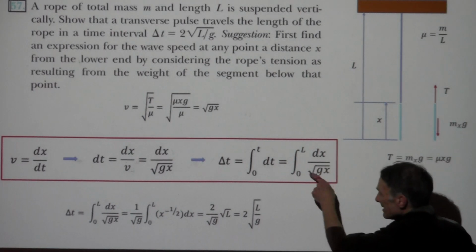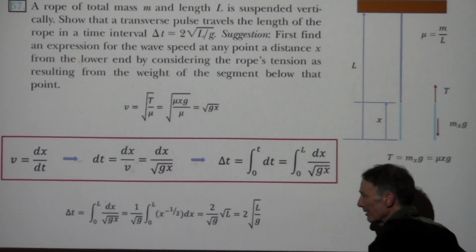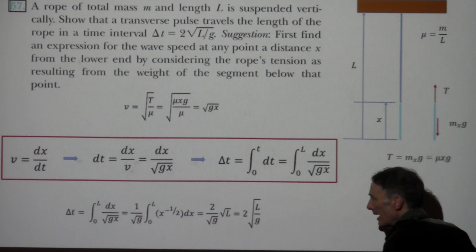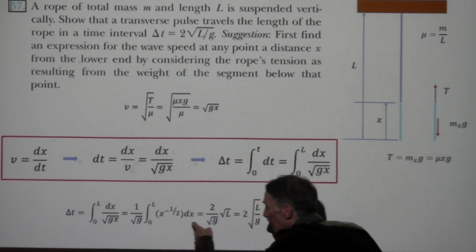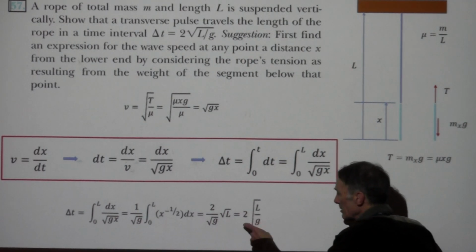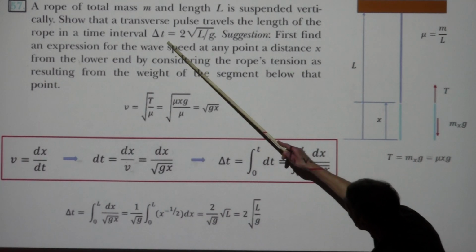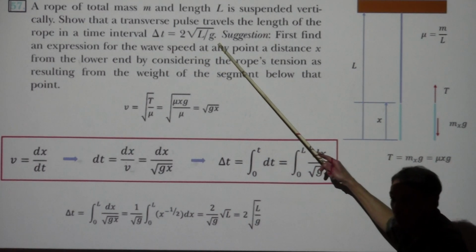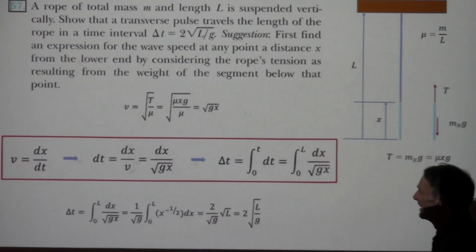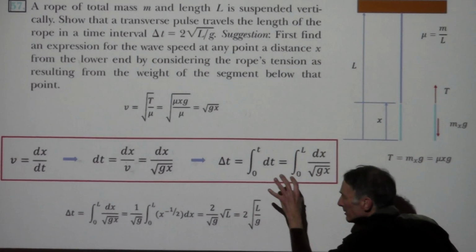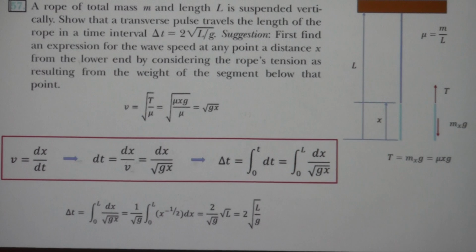You've got a dx. Things get a little messy here. I'll leave you to go through that. But essentially, once you do the math here, you get 2 times the square root of L over g, which is what we're supposed to show. So again, in the red here, kind of try to get your head around that idea.